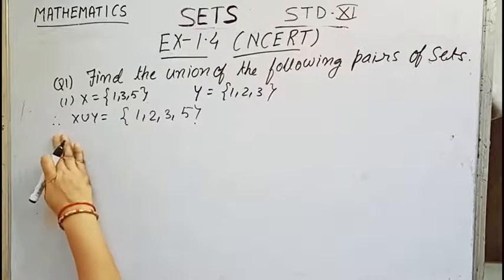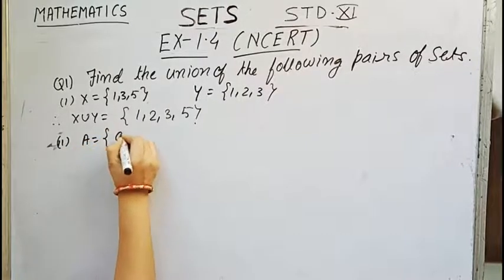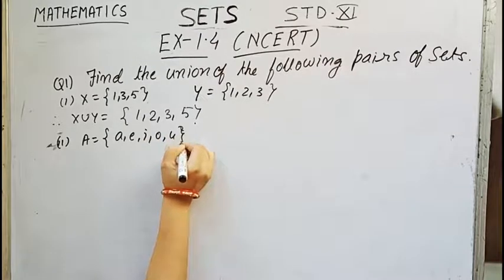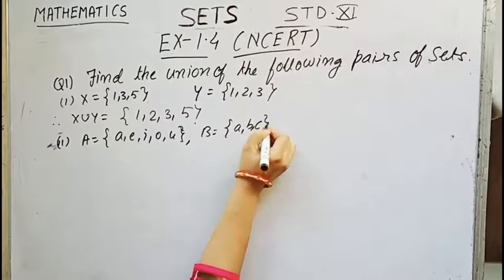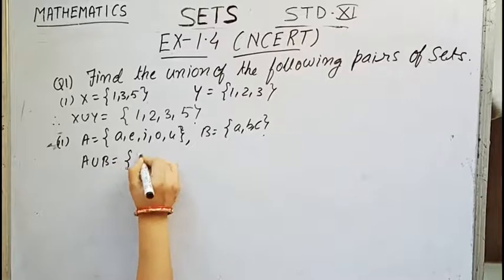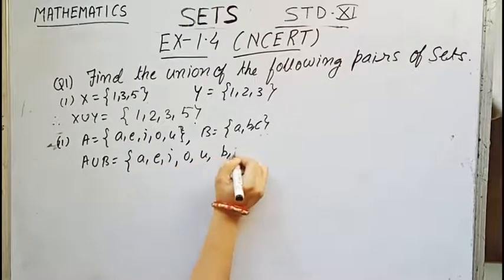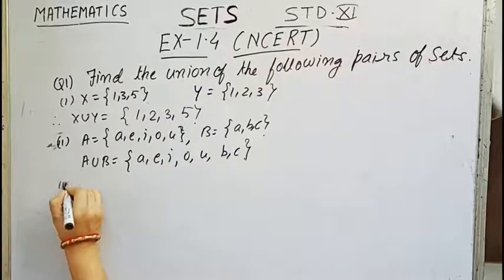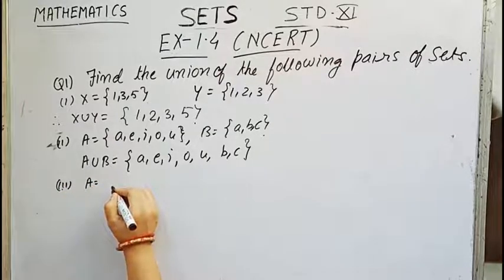Now subpart number 2 is A equals the set of the vowels A, E, I, O, U and B equals the set containing A, B, C. Then obviously A union B will be A, E, I, O, U and B and C, because A has been already written.